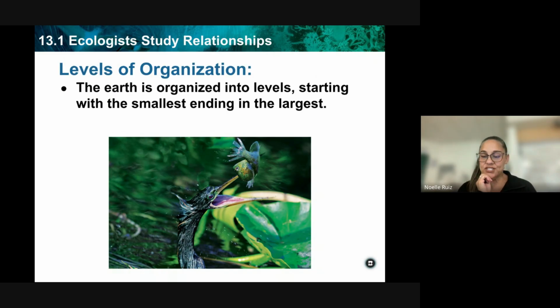Levels of organization. We start at the most basic level, we move up to the most complicated. So the Earth is organized into levels, starting with the smallest, ending in the largest. And we do this in ecology. We also do this in anatomy. When we talk about the human body, if you guys ever take anatomy, we start at the lowest level, our cells, and then all the way up to our organ systems that work together. But we are on ecology. So we talk about the levels of ecological organization.